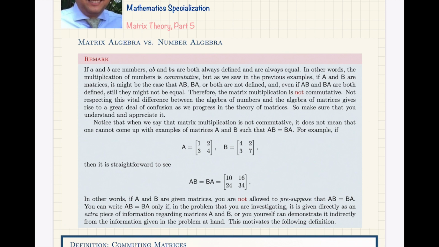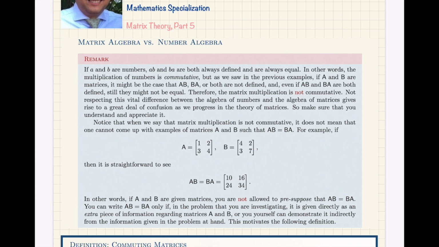One difference you already know. If I have A and B numbers, AB and BA are always defined. I can always multiply two numbers regardless of the order, and the answers are the same. But you remember, for matrix multiplication, sometimes AB is defined, BA is not defined, sometimes neither of them is defined. And even in the cases that they are defined, there is no guarantee that they be equal. So this tells me that matrix multiplication is not commutative. We talked about this.